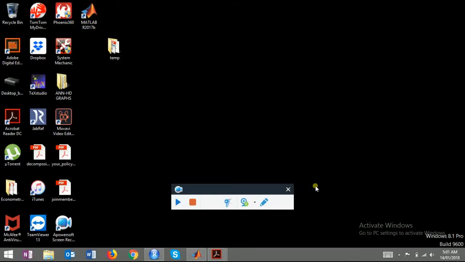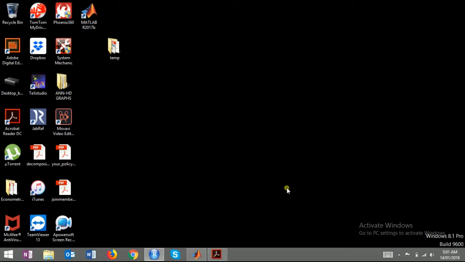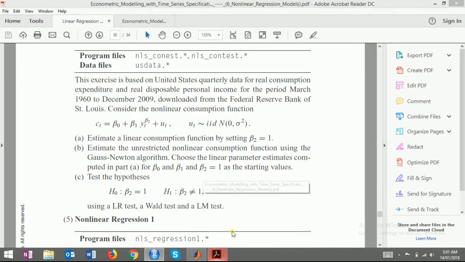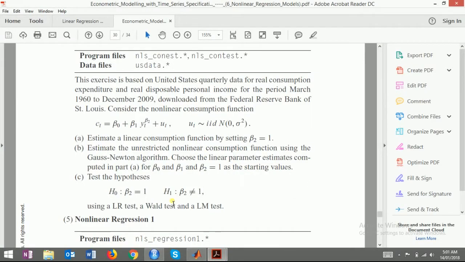Nonlinear regression model discussion. Yesterday we stopped in problem 4. From there on we'll progress today. So we were talking about estimating a linear consumption function. We did that part. We actually completed up until a and b, so you need to do a test of hypothesis whether beta 2 is 1 or beta 2 not equals 1. So we're going to do LR, Wald and LM tests on the consumption function.